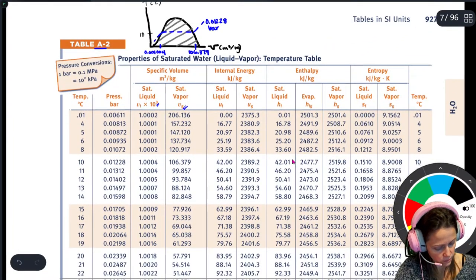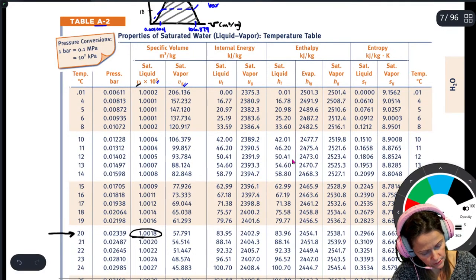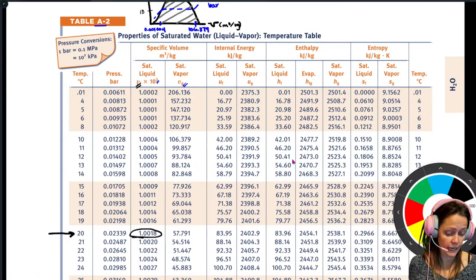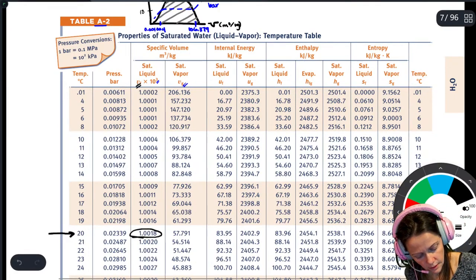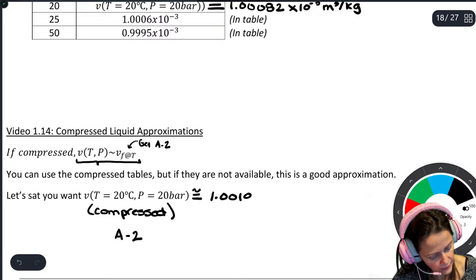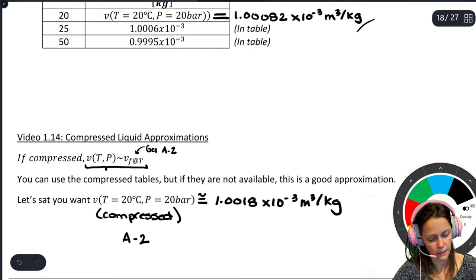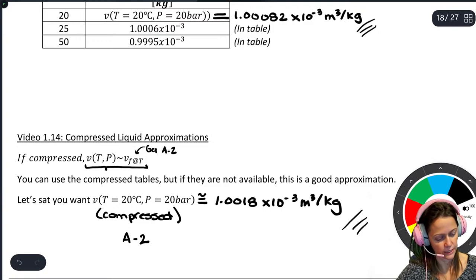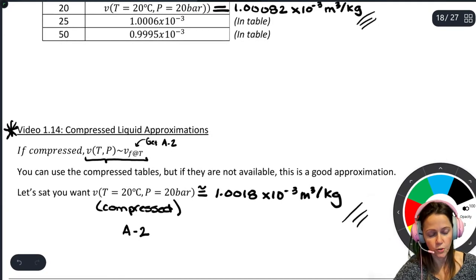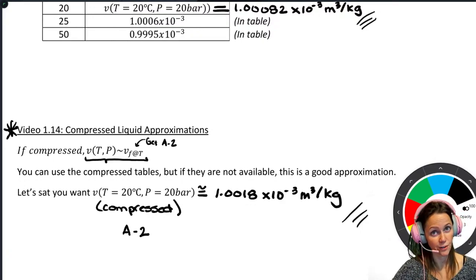Yeah. So table A2, okay, it'd be this one right here. That's our V sub F. So it'd be 1.0018 times 10 to the negative third meters cubed per kilogram, which you can see is pretty darn close to what we got up here by extrapolation. And this one is a lot easier. So this is actually the one I'll use for compressed liquids typically, right? If it's something that's right in those compressed liquid tables and I don't have to interpolate or extrapolate, then I'll probably just use a compressed liquid approximation.